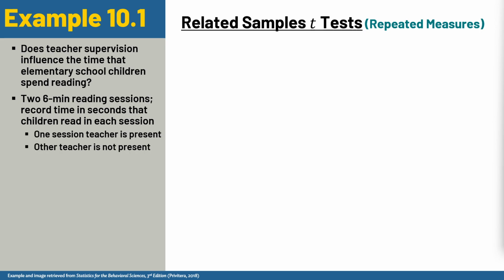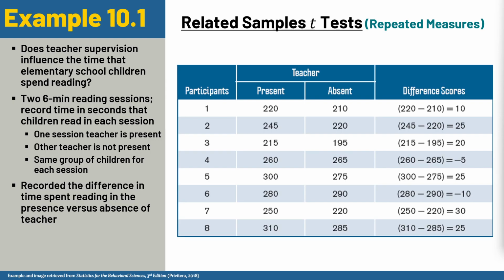And so in one session we have a teacher present, and in the other the teacher's absent, right? They're not there. And importantly, here we're looking at the same kids in each session, right? So we want to see if within the same people there's a difference. And so we record the difference, and we have that on the table here. So in other words, each row represents a participant, a person. And then here we have 2 columns under teacher. One when the teacher's present, that's how many seconds they spent reading, and then when the teacher is absent, how many seconds they spent reading. Then we have difference scores, right? So in participant 1, you can see that their difference score was 10 seconds, right? So we can calculate those for our entire sample. And we want to test if there's a difference here at a 0.05 level of significance.